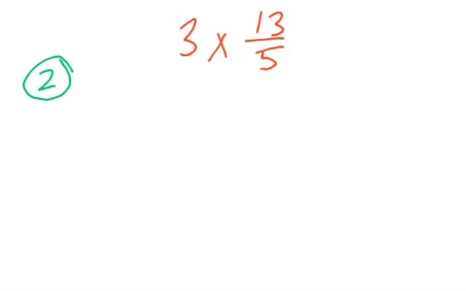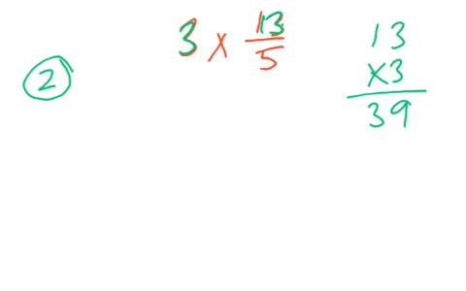Now when I'm multiplying a whole number times a fraction, all I have to do is multiply my whole number times my numerator. 3 times 13. If you can't do that in your head, do it off to the side. 3 times 3 is 9. 3 times 1 is 3. So my new answer, or my next stepped answer, is 39/5. But we all know that we can't leave a fraction like that.